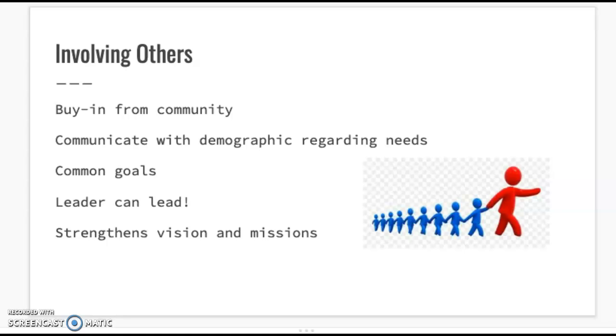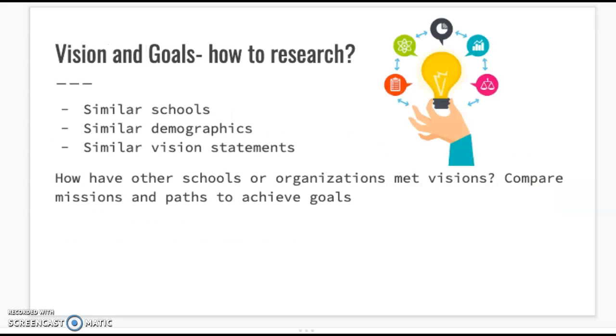Communicating with the demographic regarding the needs is super important, especially in a rural area. Finding common goals. As I said before, the leader can finally lead people, delegating, giving other responsibilities, and overall it will strengthen the vision and the missions of the building.